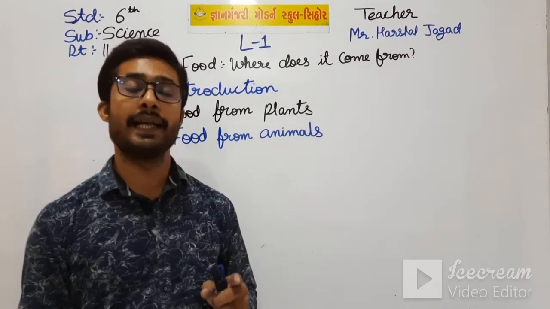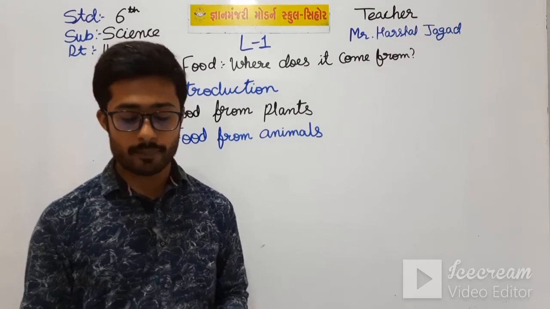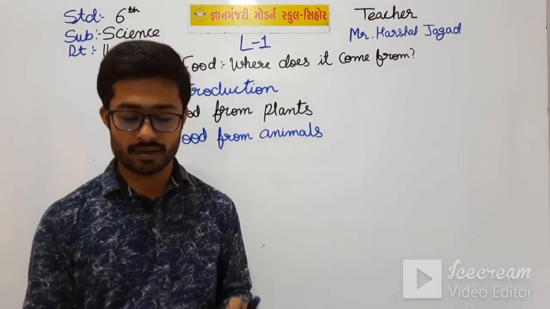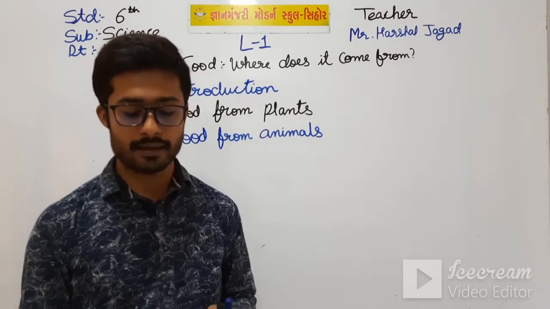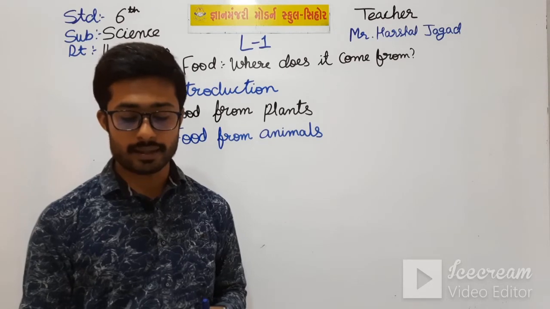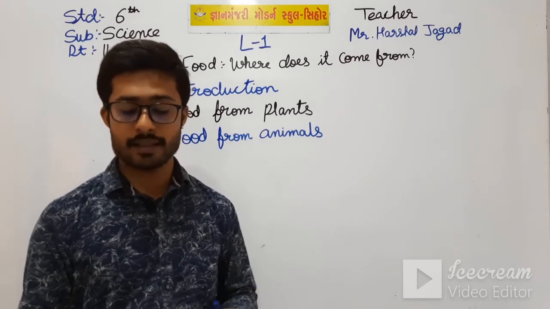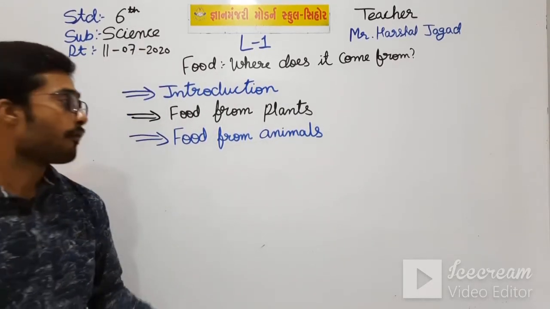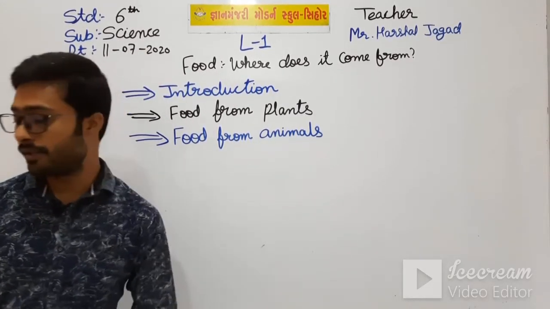Ghee is made by heating the butter. We can prepare curd at home by adding a small sample of curd in warm water and leaving it undisturbed overnight. The sample of curd contains bacteria which turns the milk into curd. So, that we have seen in food from the animals.